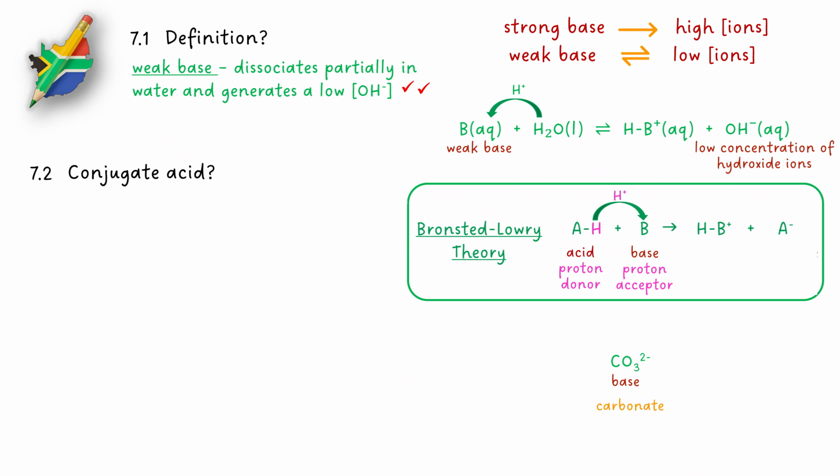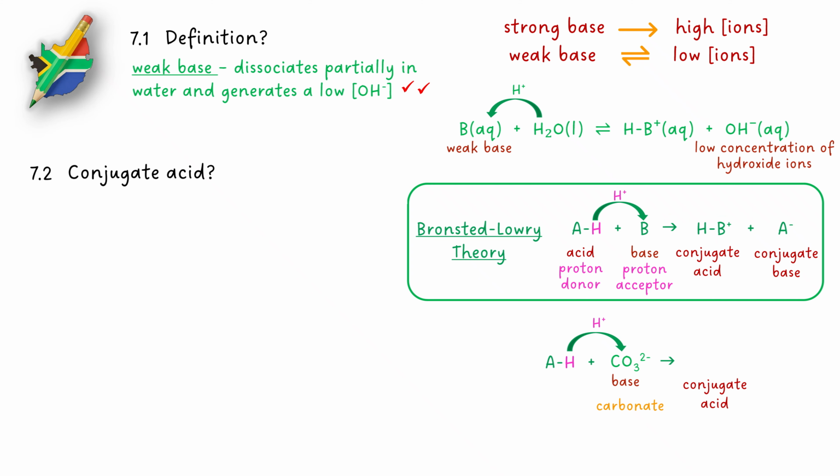And these are the general formulas of the products. The conjugate acid product differs from the base by 1 proton, and the conjugate base product differs from the acid by a proton. These two are a conjugate acid-base pair, and these two are a conjugate acid-base pair.